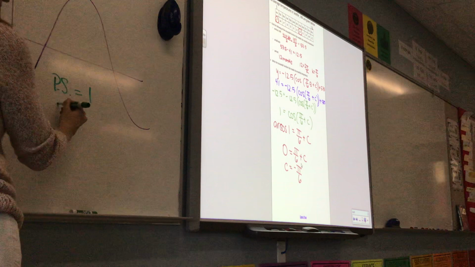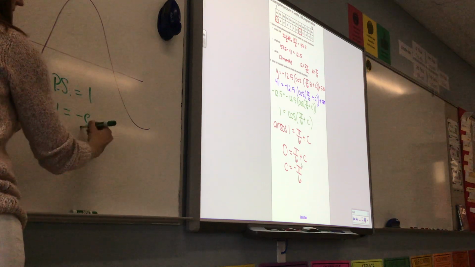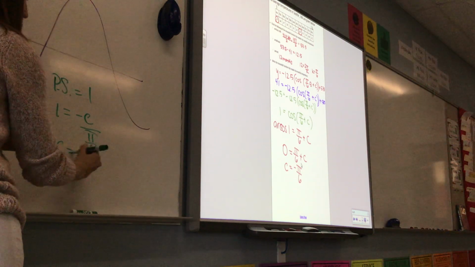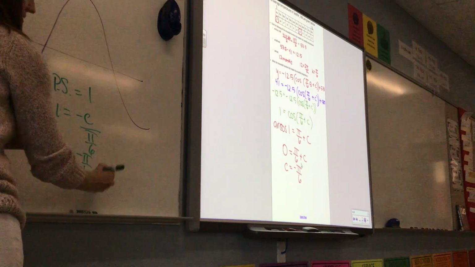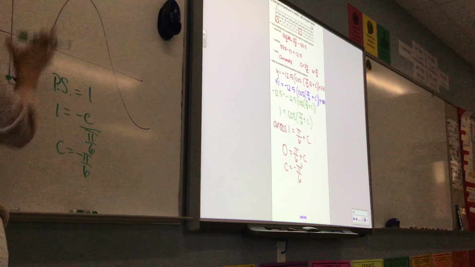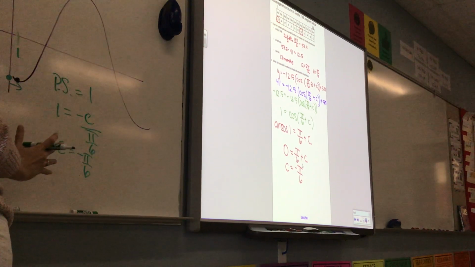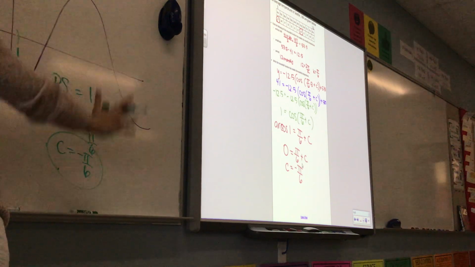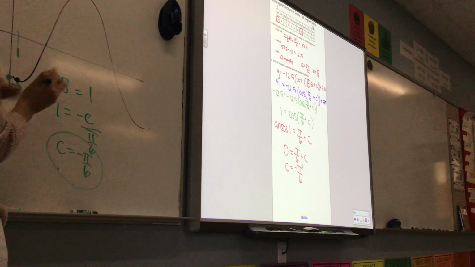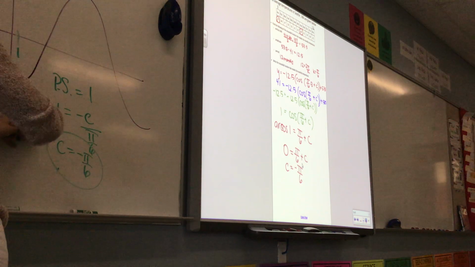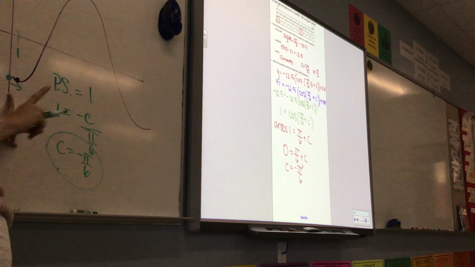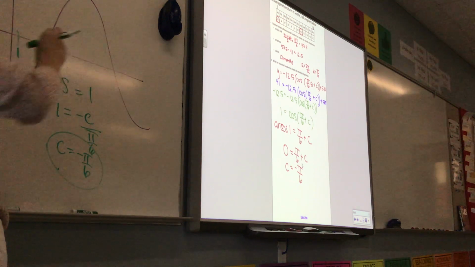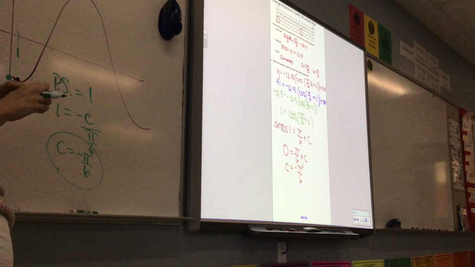Then can I use my formula? So 1 equals negative c over pi over 6. And it will also, in my opinion, easier way, give you negative pi over 6. But you have to understand the graph better for this one. Does that make sense? Either way gets you negative pi over 6. My personal preference is this one, as long as you understand it should have been at 0. It moved to the right 1. Does that make sense? Does at least one of them make sense? That's all I care about.